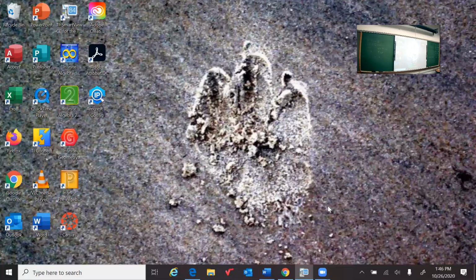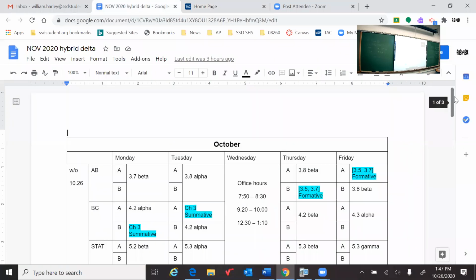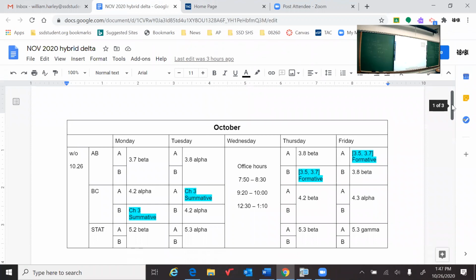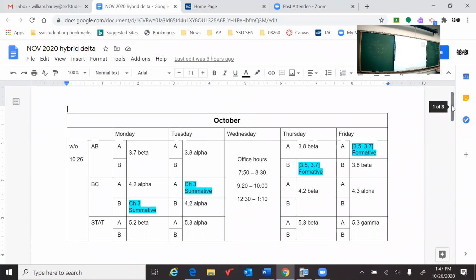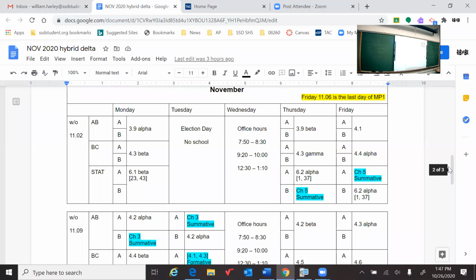So this is 5-2 on probability rules, the beta lesson. Before we get to that, this calendar is current and accurate. I edited the calendar that is on Canvas. So there's no assessment in here for this week. You're aware of that. Next week is the Chapter 5 test at the end of the week, which is the last day of the marking period. Next Friday is it. First marking period's over.